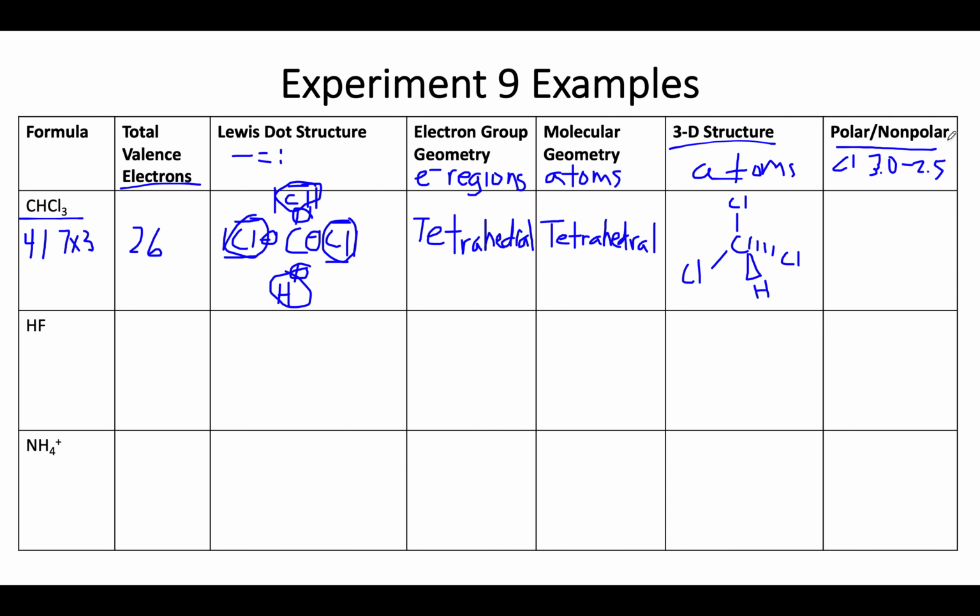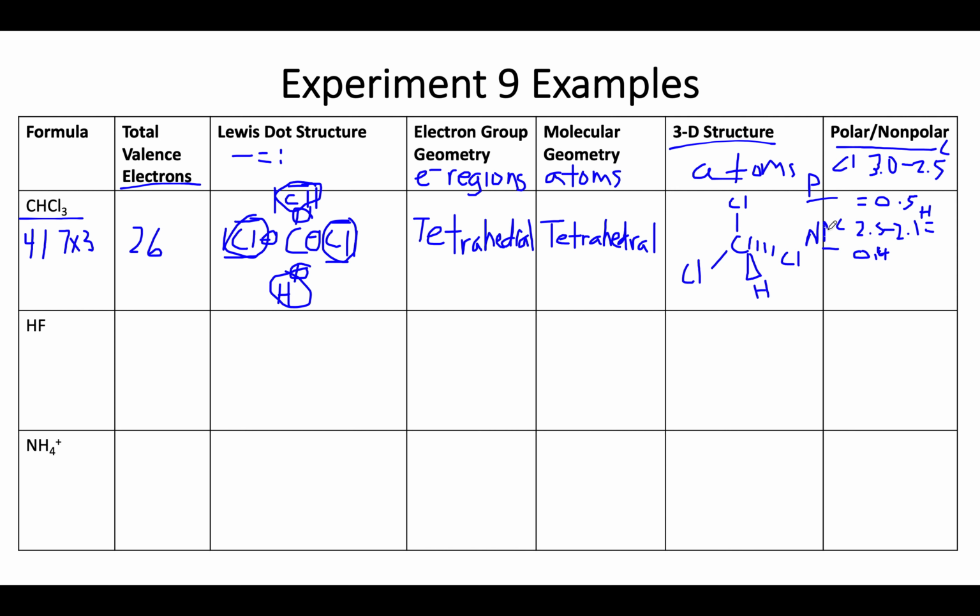Okay, so that gives us a difference of 0.5 for that bond. And then we had carbon, again, 2.5, and we have hydrogen, 2.1. That gives us the difference of 0.4. So the chart you can look at, you can see that 0.5 is a polar bond, and 0.4, it's kind of hard to see there, is a nonpolar bond.